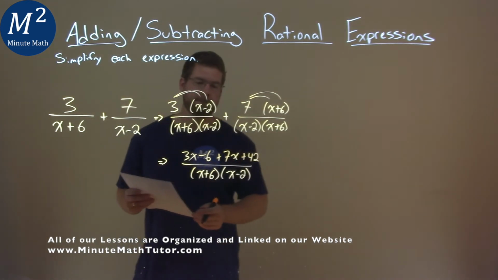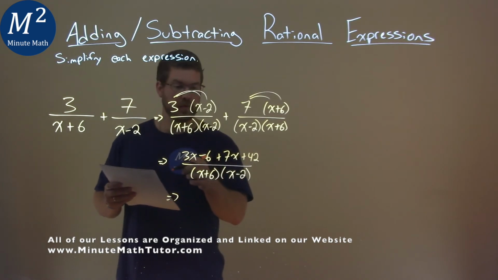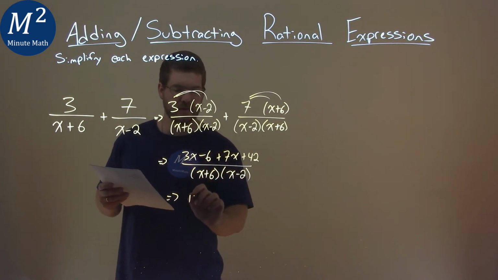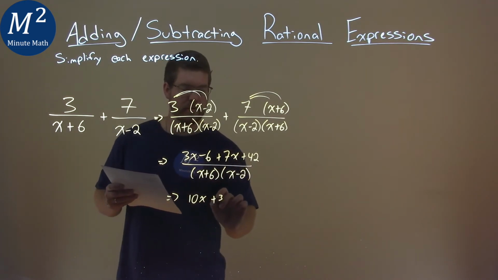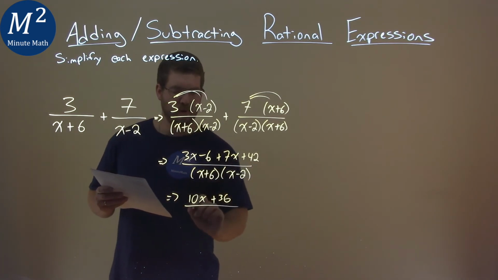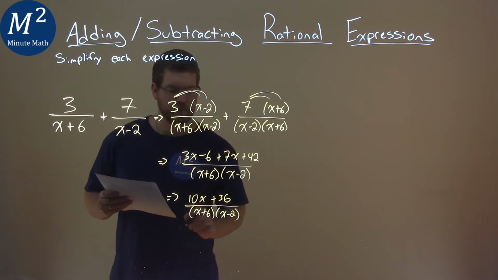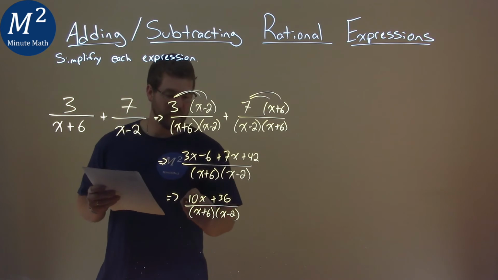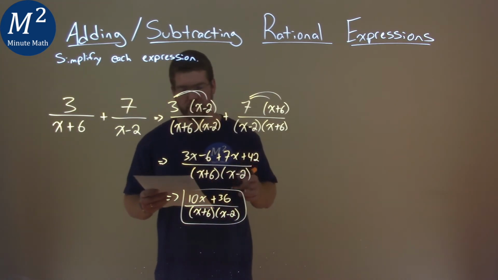All right. We now want to combine our like terms, and that's mostly in the numerator. 3x plus 7x is 10x. Minus 6 plus 42 is a positive 36. That's over our denominator, x plus 6 and x minus 2 here. And this cannot simplify anymore, and so our final answer is 10x plus 36 over x plus 6 times x minus 2.